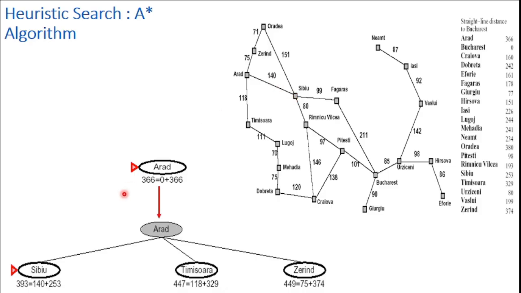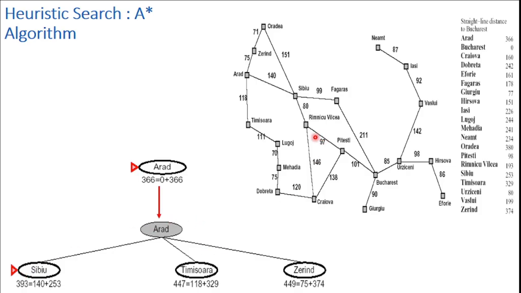It is 140 kilometers. So 140 plus, from Sibiu to Bucharest, what is the straight line distance? Sibiu to Bucharest, the straight line distance is 253, right? So 140 plus 253, you will get 393.